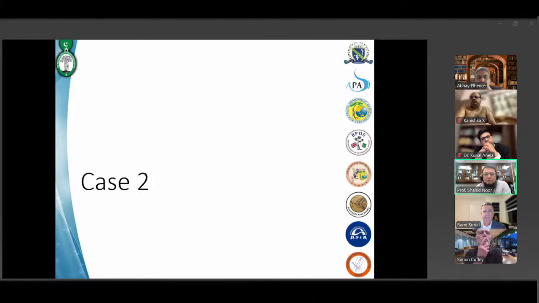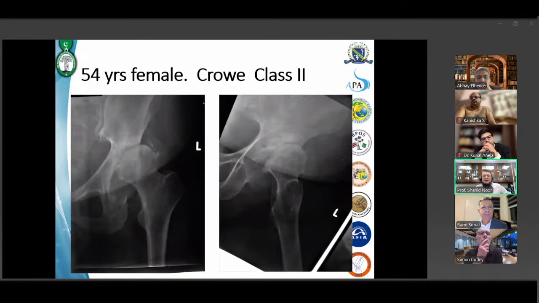So we shift to another case, dysplastic hip. We don't have many primary OA of the hip, and we come across many dysplastic hips. In this particular case, a 54-year-old female with a dysplastic hip, I will come to David. David, you have vast experience of using cemented total hip replacement. What is your take on this dysplastic hip reconstruction using a cemented implant?